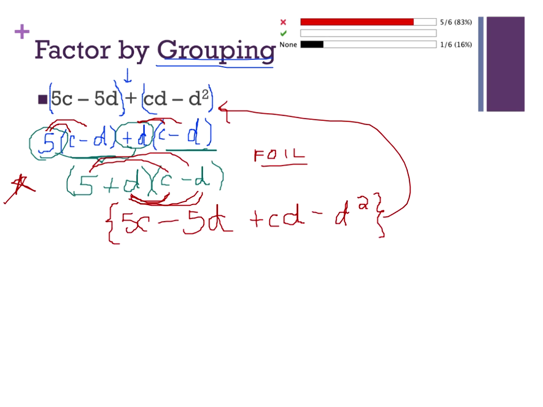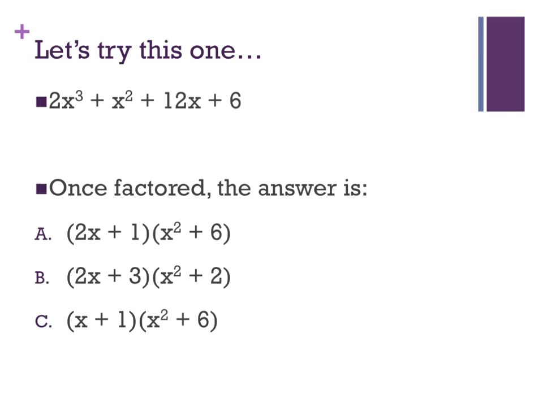Is that process making sense? How we grouped: we took the first two terms and the second two terms, factored out what's in common for both of those, and then rewrote it as two binomials being multiplied together. Okay, good. I see most of you are with me. Well, we'll look at a couple more examples so that you feel a little more comfortable with it.